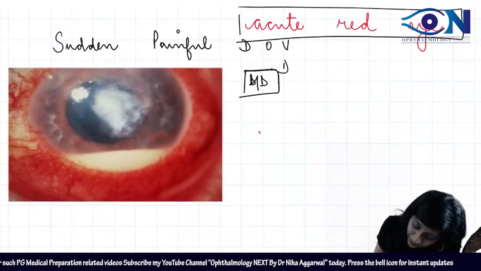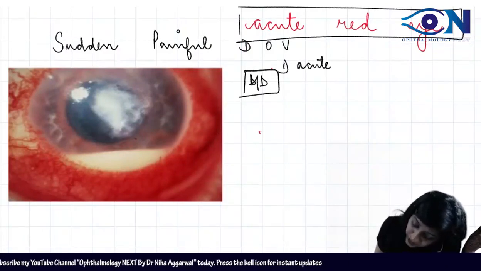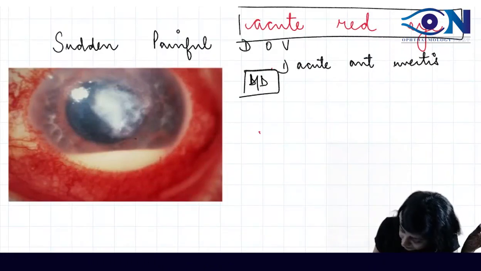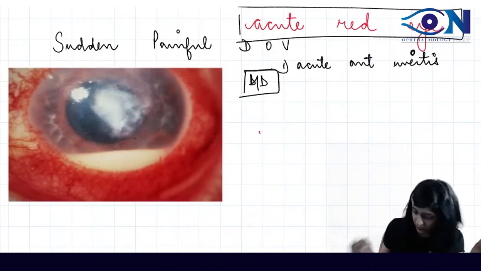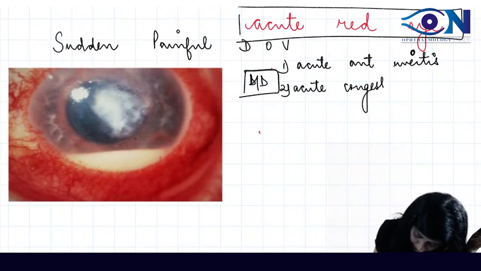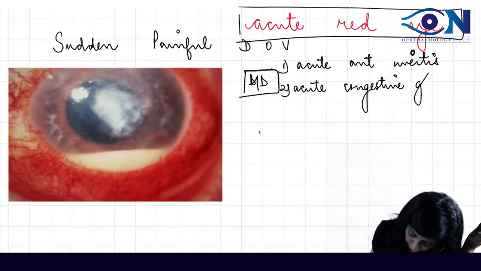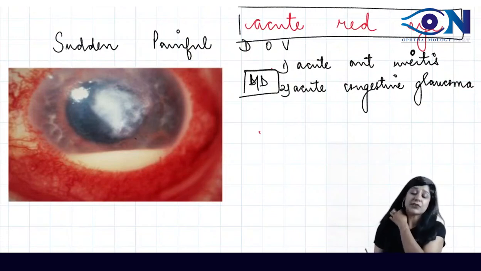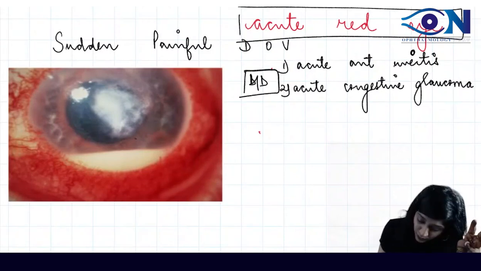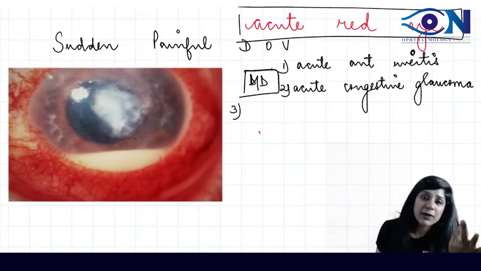So we can have acute anterior uveitis. Okay? It can be a DD in the form of acute anterior uveitis. I can also have acute congestive glaucoma. Can you see in the definition itself, in the name itself, the word acute is written. It is acute anterior uveitis, acute congestive glaucoma, then acute bacterial keratitis.